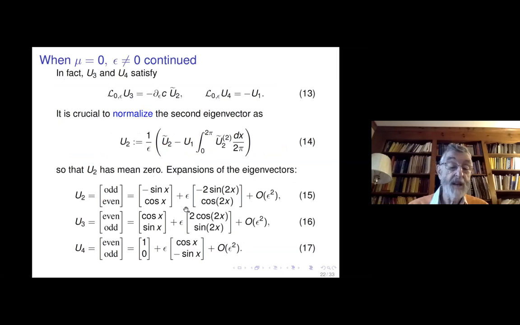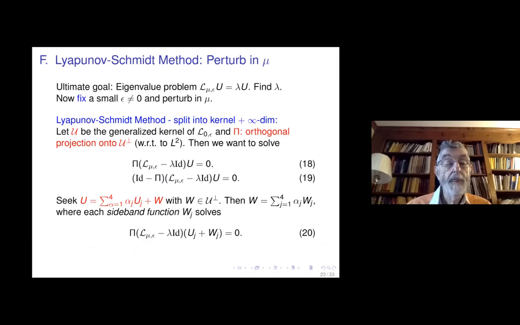But U2, U3, U4, here they are in their expansion. So we can compute the expansions, again going back to Stokes, 1850. And here's the beginning of the expansions of all of them. So you've got a 4-dimensional generalized null space, kernel. Now we're going to fix the epsilon and perturb in the mu. So remember, before we had epsilon equals 0 and we perturbed in mu, that just gave us imaginary eigenvalues. But now we have epsilon non-zero and we perturb in mu.